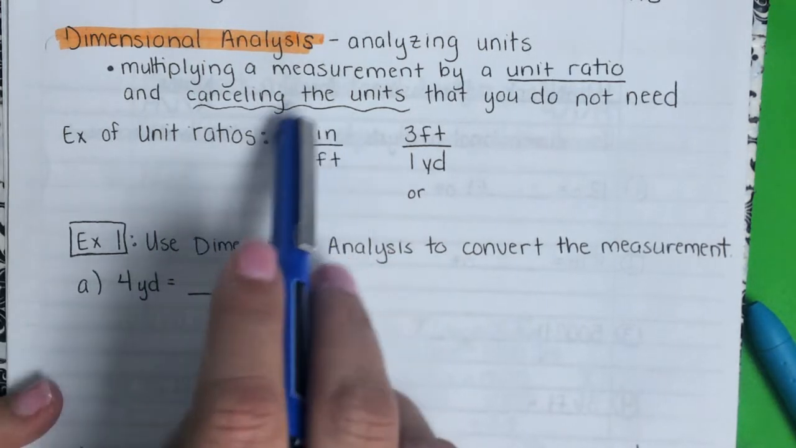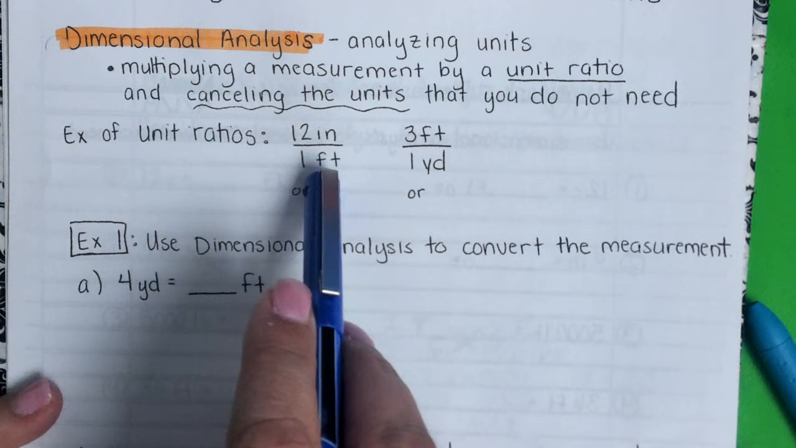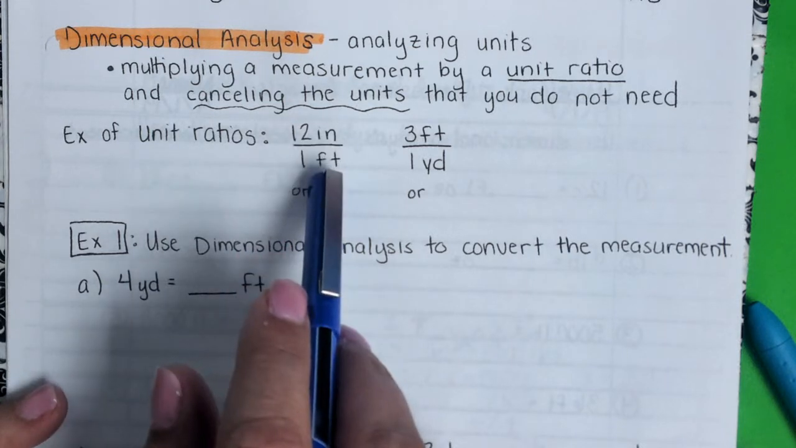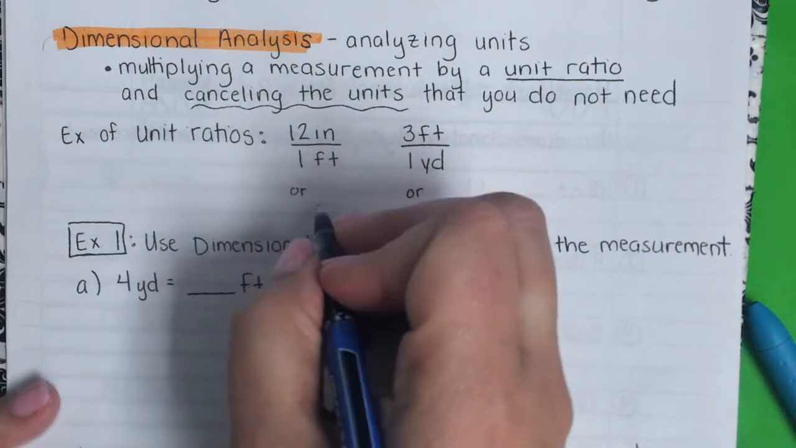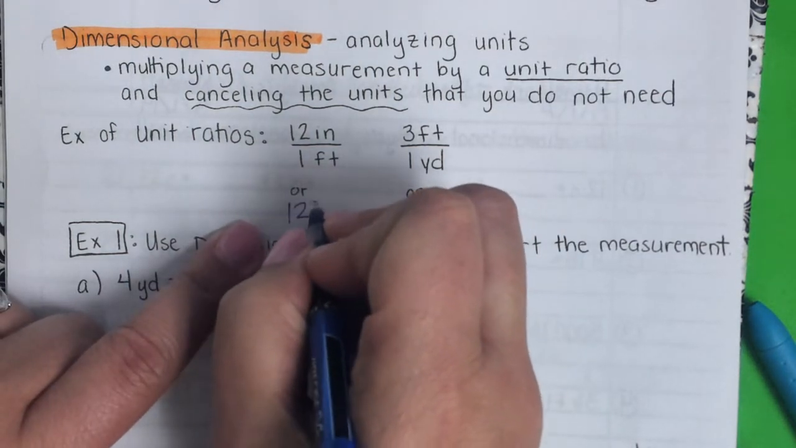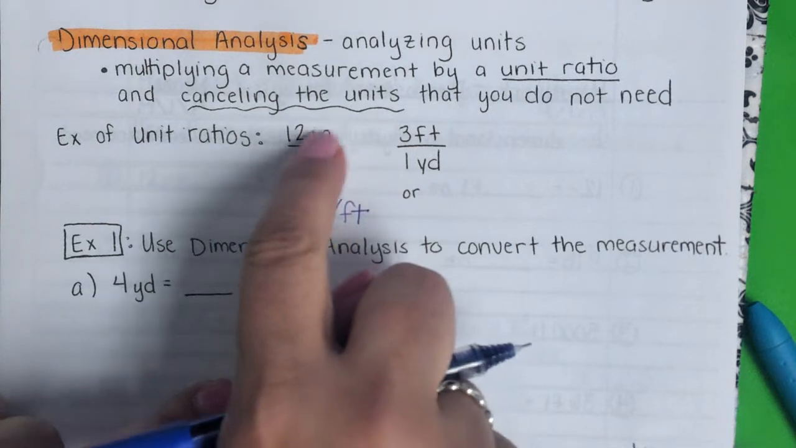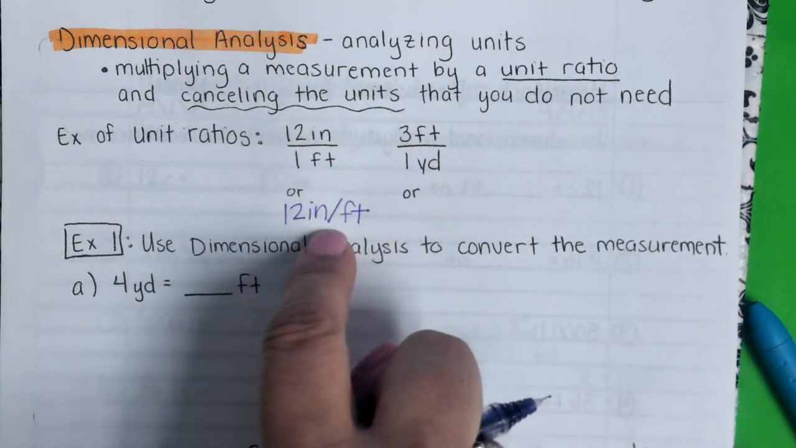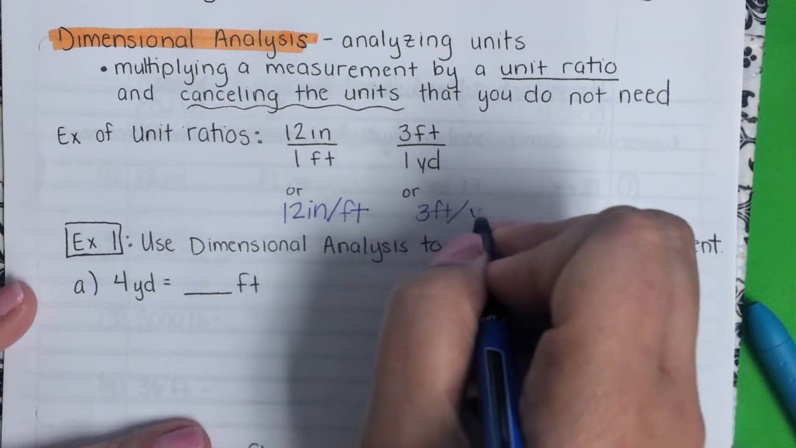So this would be an example of your ratio. For every 12 inches, you have 1 foot. So that's a 12-to-1 ratio of inches to feet. Remember, we could also write that as a unit rate of 12 inches per foot. We're going to be focusing on this, but you could also see it as 3 feet per yard.